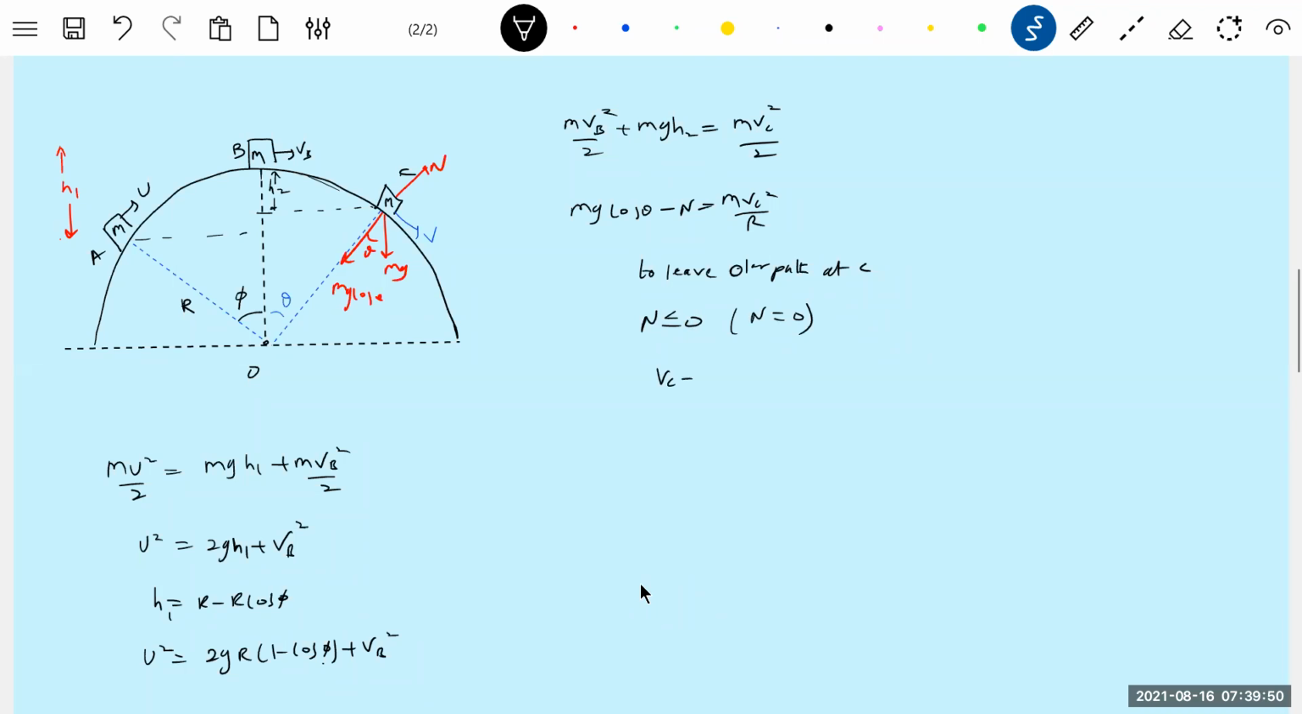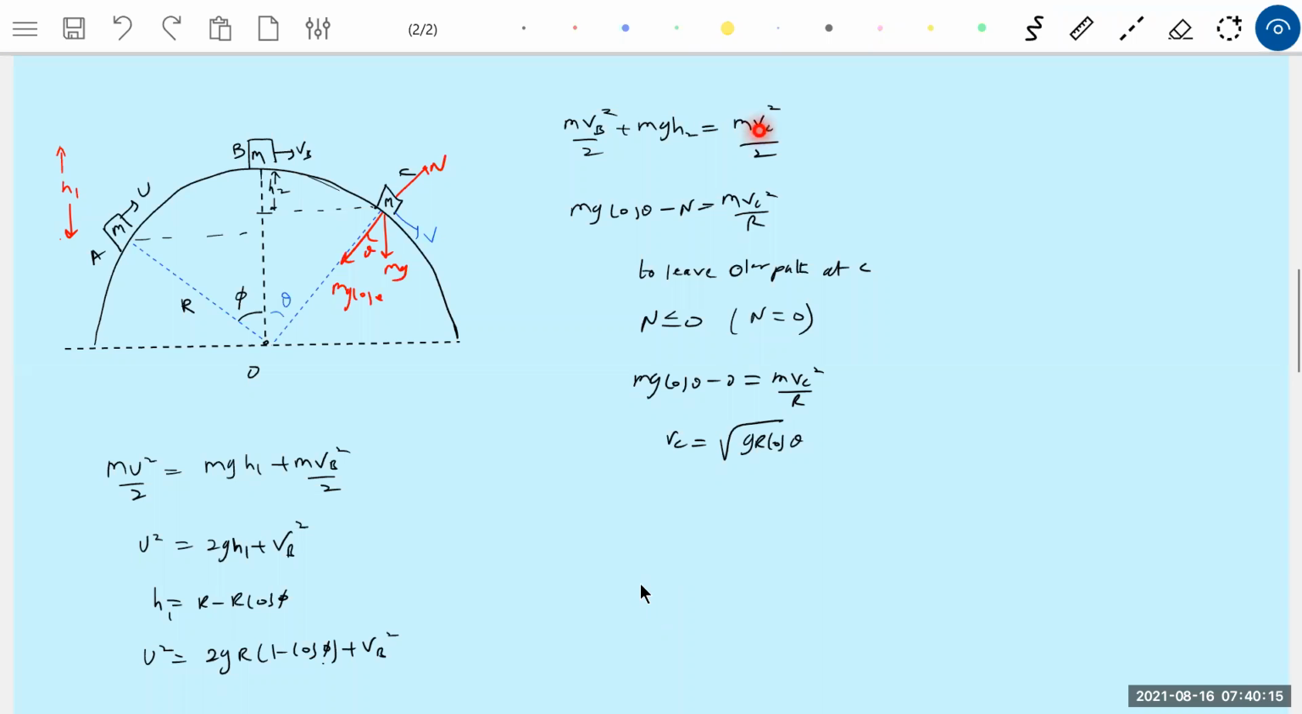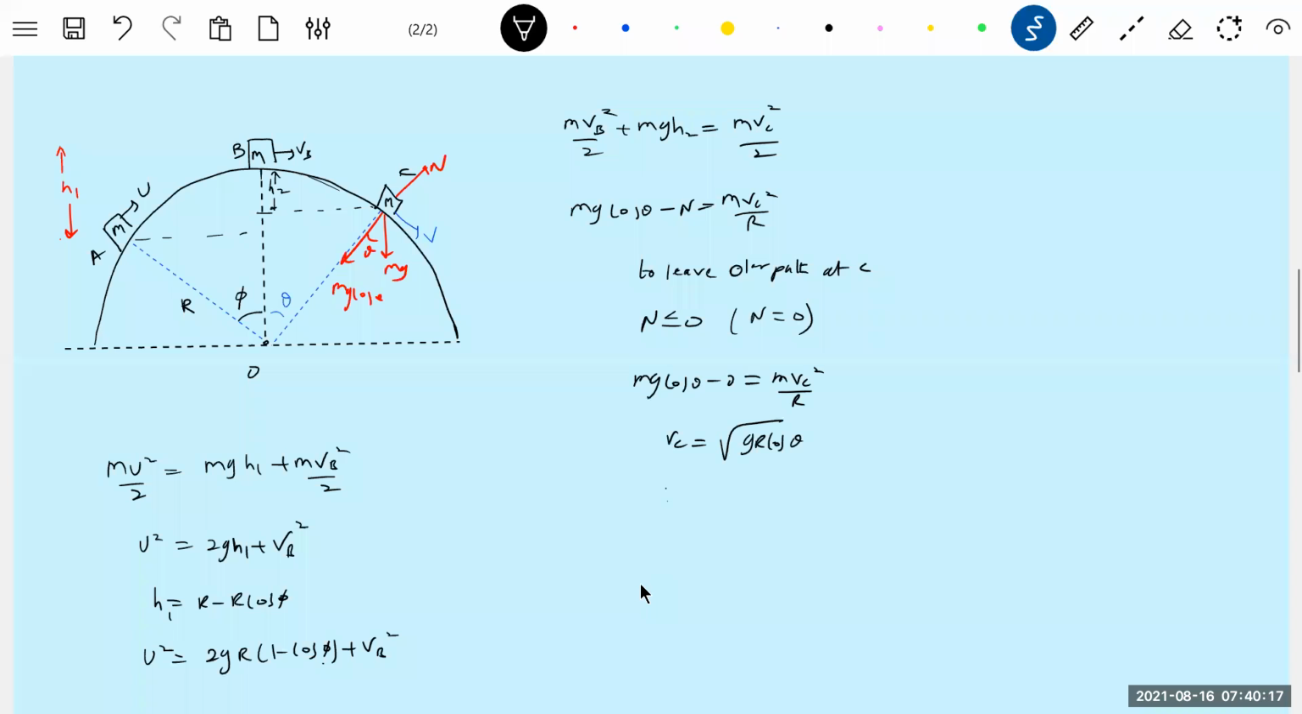Substitute that, so Vc is equal to, I'll write one equation. So Vc square equal to gr cos theta. Now let me substitute this in this equation. And what is h2? H2 should be equal to r minus r cos theta. Like that, at what angle it should leave, you can put a condition. Let me substitute all the values.